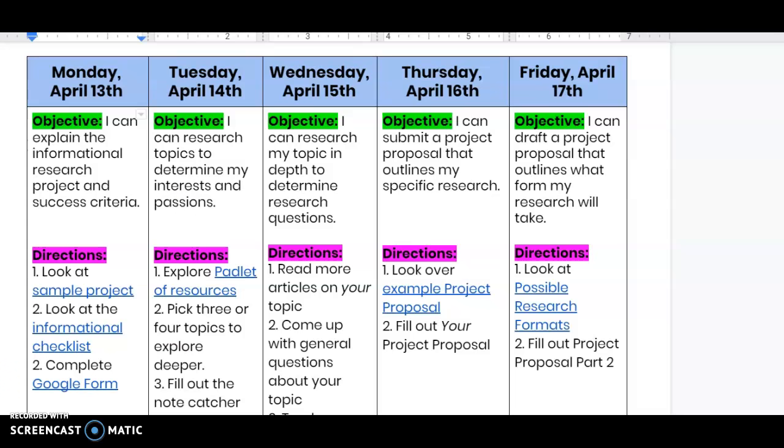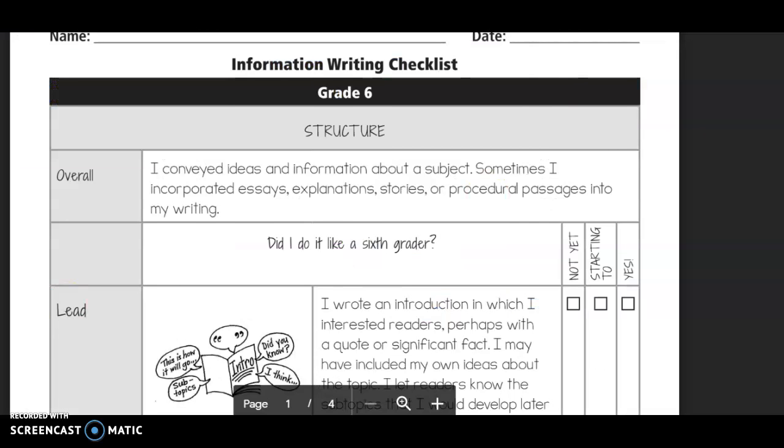So let's first take a look at our checklist. If I click here, it takes me to my informational checklist. I would like to go over this first so you know exactly what we're looking for and how you will be given feedback on this particular project. We have seen checklists like this before in our writing. So let's go over a couple of elements in here.